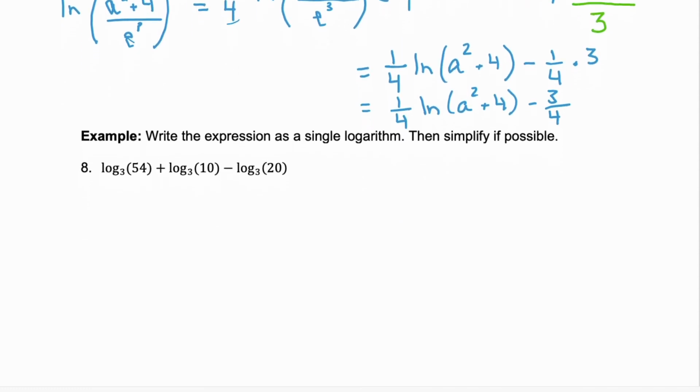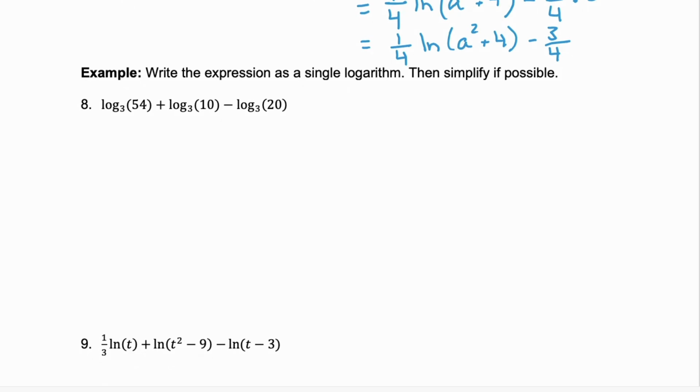In example 8, we're going the opposite direction. We're given 3 different logs, so each term is a different log, and we want to express this as a single logarithm, and then we want to simplify it if possible. First, notice that the base of all of our logs is the same. That's important. They have to have the same base.